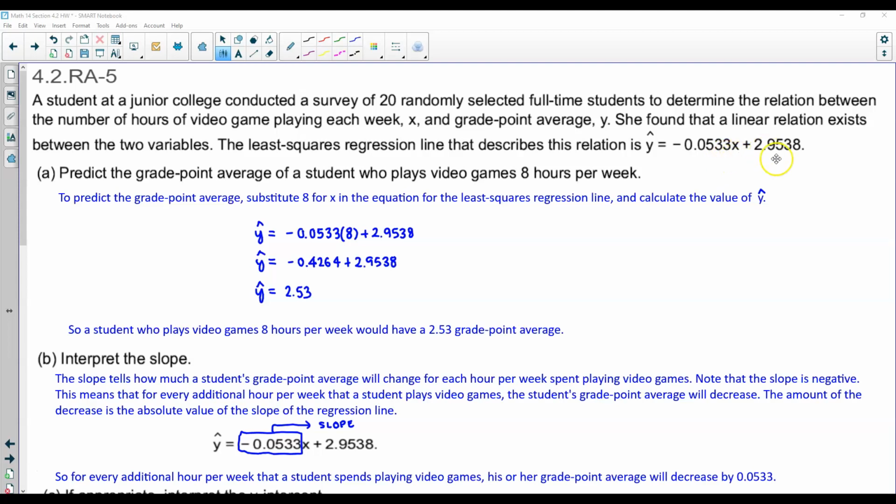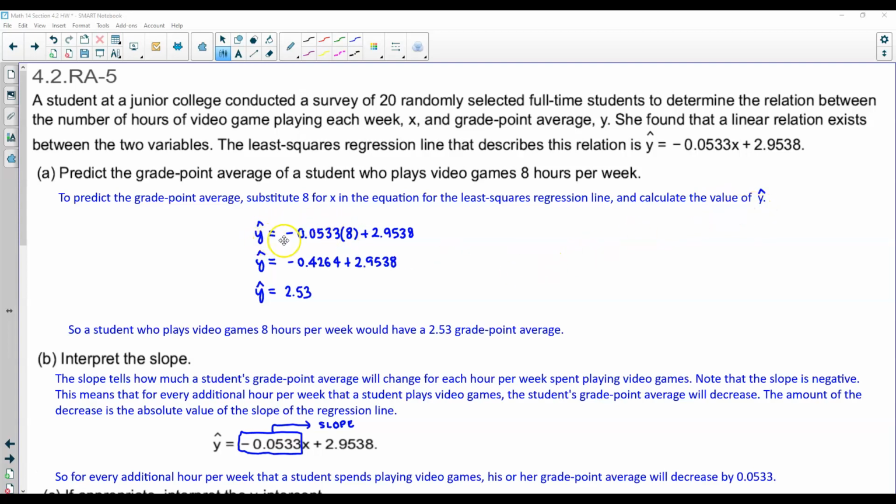The least squares regression line that describes this relation is y equals negative 0.0533x plus 2.9538. In part A, we want to predict the grade point average of a student who plays video games 8 hours per week. To predict the grade point average, we're going to substitute 8 for x in the equation for the least squares regression line and calculate the value of y.